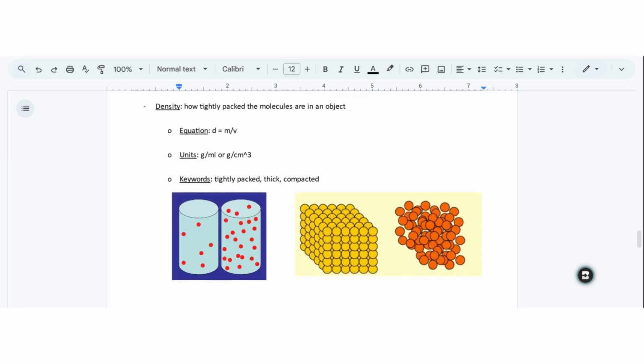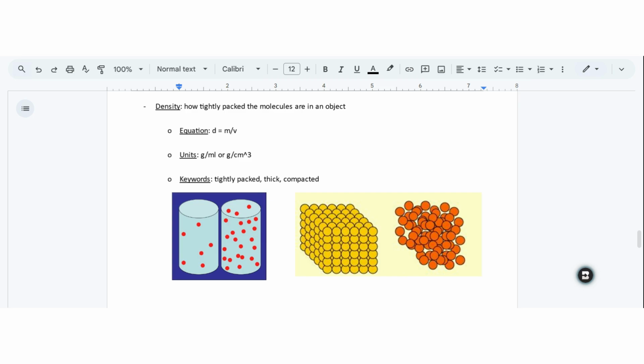Density is how tightly packed molecules are. So if we're looking at these two images here, I guess these are glasses of water, this one here is less tightly packed with whatever this red molecule is than this one, which means that in image 1 right here, there's more space between the red molecules. They are loosely packed, whereas over here, they're more crammed in. There are more red molecules per cup, or per cylinder.